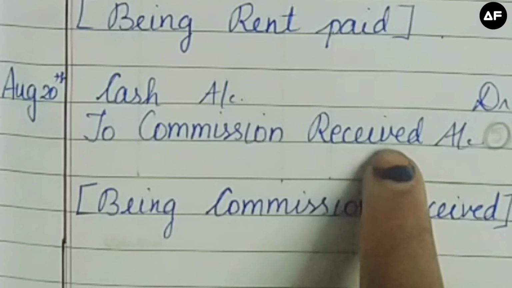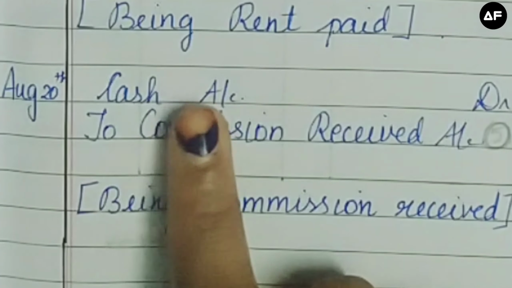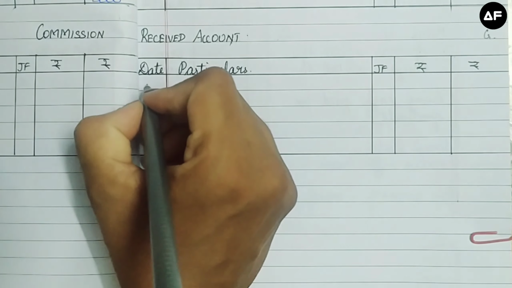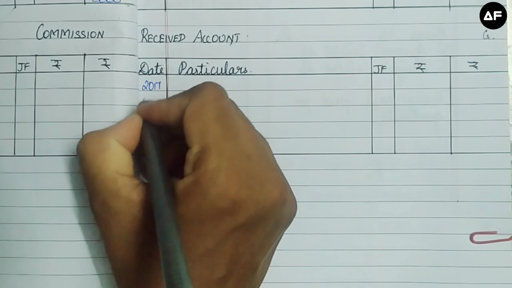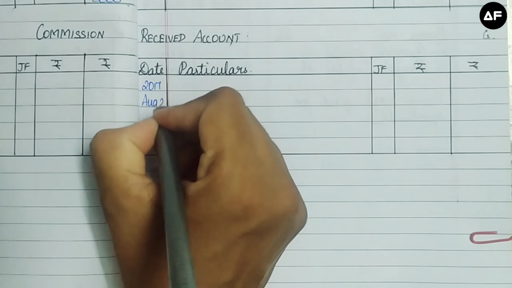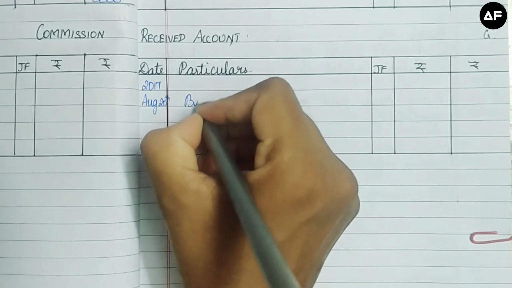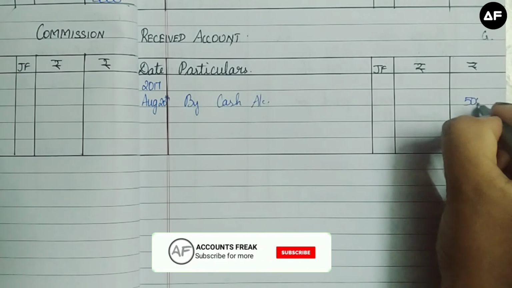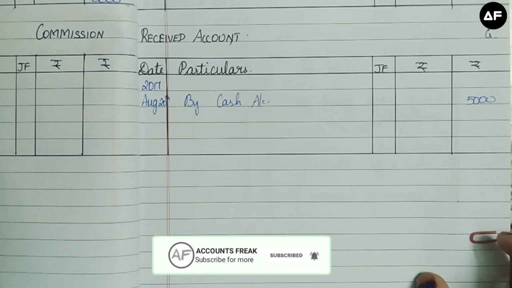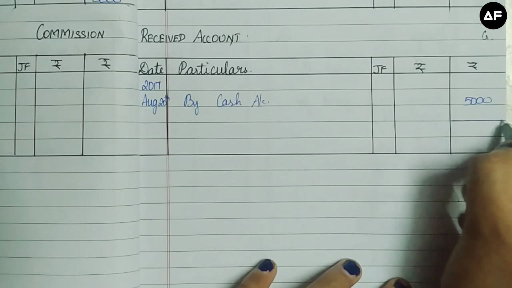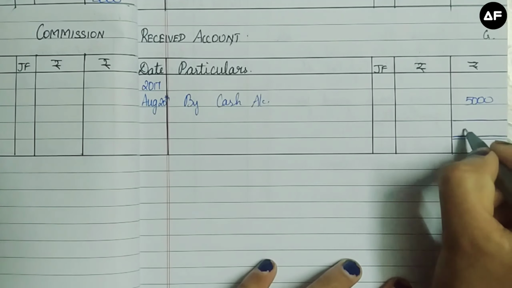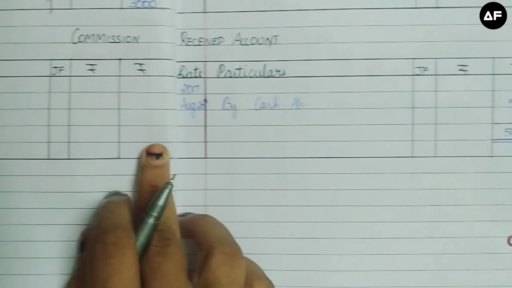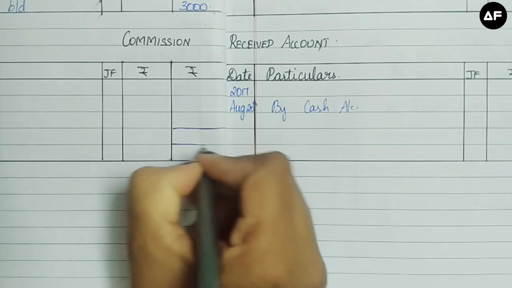Therefore, go to the credit side of the commission received account and write the opposite account's name, that is cash account. So I've come to the credit side of the commission received account and I'm going to record the cash account. This is happening on August 20th, by cash account, rupees 5,000 in the outer column. This is my only transaction. My debit side has nothing to be recorded. Therefore, I make this a grand total because this is the only total which has the highest number. So 5,000. On the same line, I go to my debit side and I record 5,000 as my grand total.